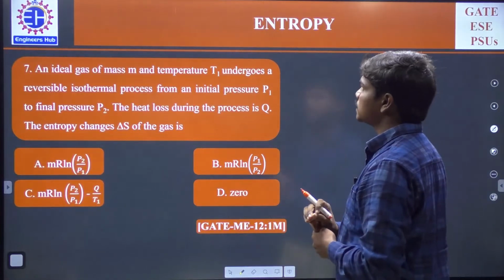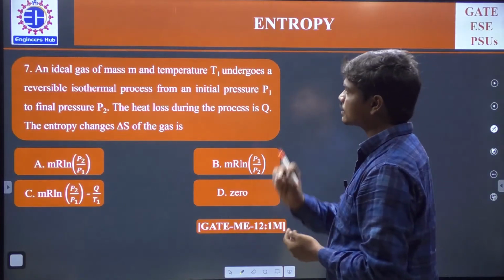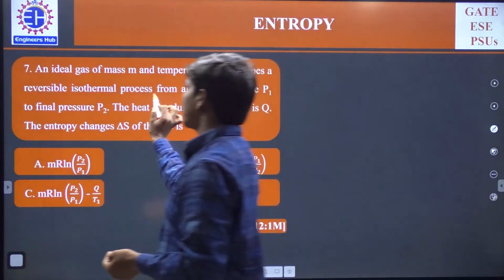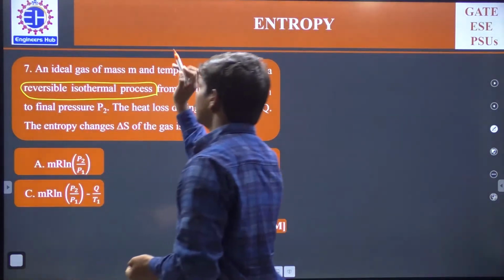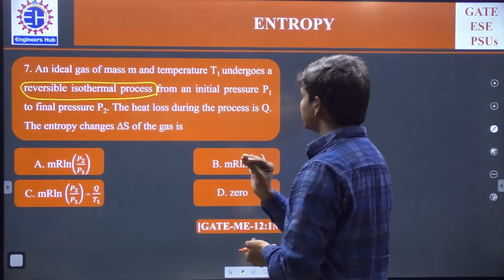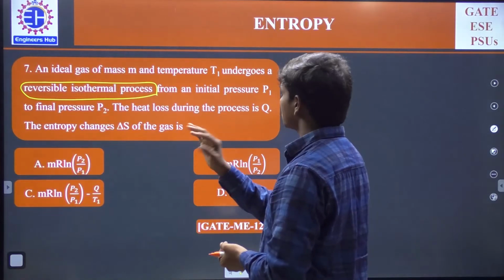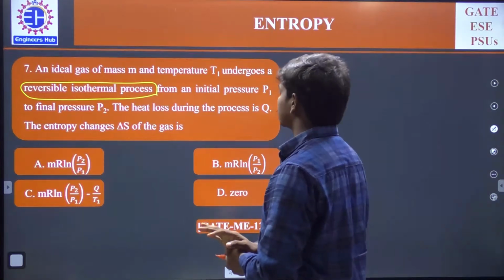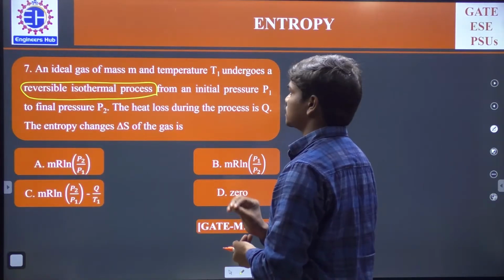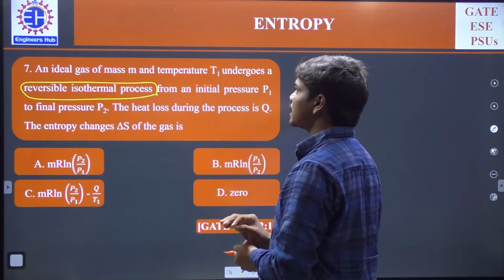An ideal gas of mass M and temperature T1 undergoes a reversible isothermal process. This has to be recognized. Reversible isothermal process from an initial pressure P1 to final pressure P2. Okay, nothing is given about whether it's expansion or compression, but it is some isothermal process. The heat loss during the process is Q. Find the entropy change delta S of the gas.